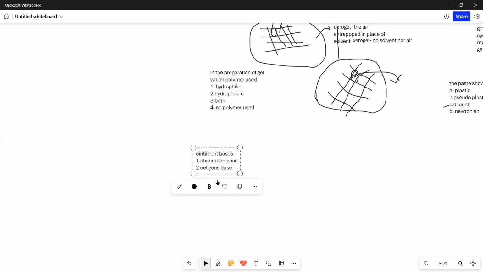So the first one is the oleaginous base. One minute. So the oleaginous base is mainly made up of fats and oils, and the examples generally include petrolatum. Petrolatum. Guys, provide me another name for petrolatum. Petrolatum is also known as.